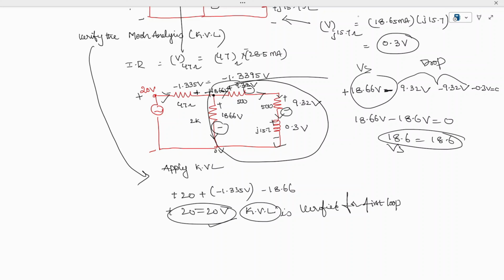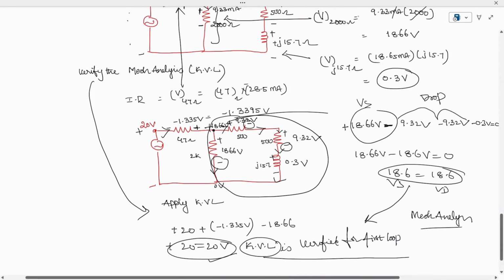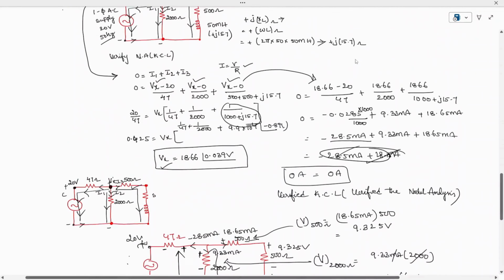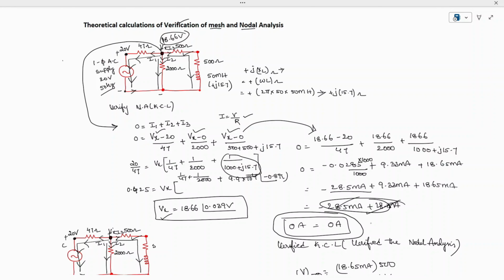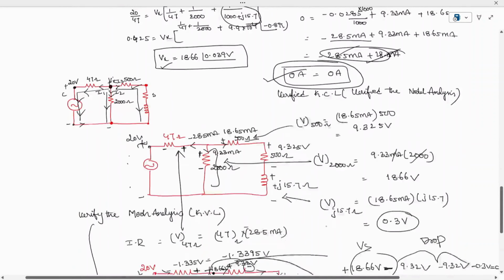So voltage source is equal to voltage drop. Automatically the same KVL is verified. So KVL is verified means what is verified? Mesh analysis is verified. So this is how we are going to verify KCL as well as the KVL. Here we have taken the currents and all the currents we added, and we concluded that the currents entering and leaving are the same, where KCL is verified.